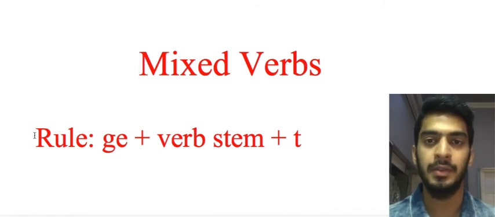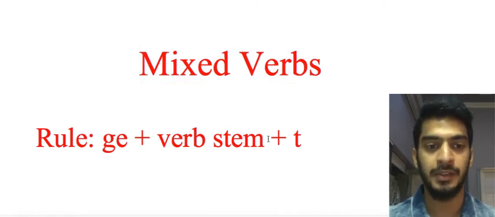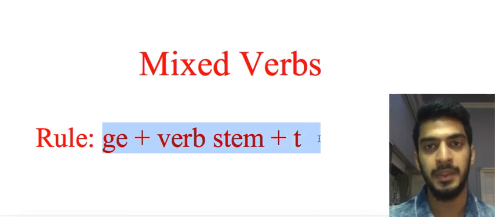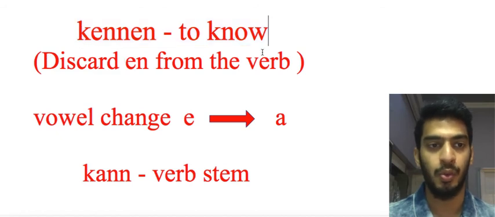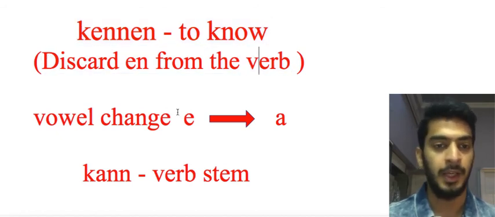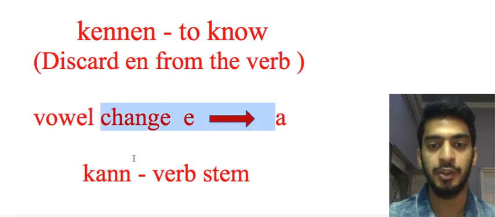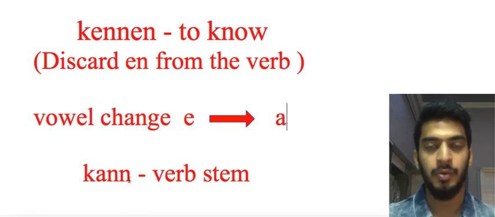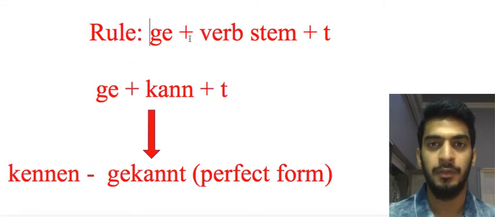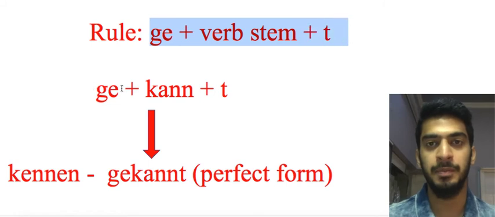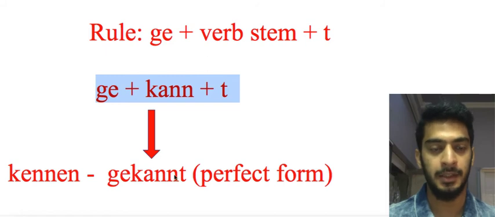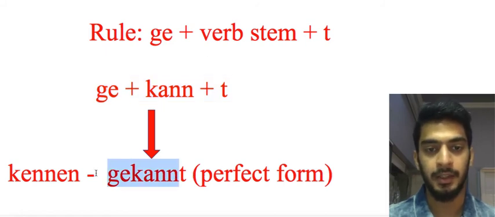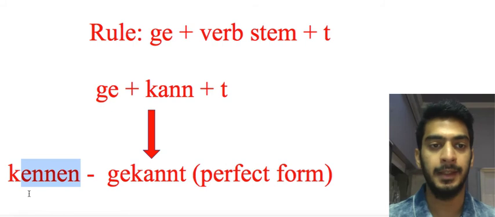Our last category is mixed verbs. The rule says ge plus verb stem plus t. The verb is kennen, which means to know. Discard en from the verb and then we have a vowel change. E changes to a. So we get the verb stem kann as e changes to a. Follow the rule ge plus verb stem plus t. Ge plus verb stem kann then t. So we get gekannt, the perfect form of the verb kennen.